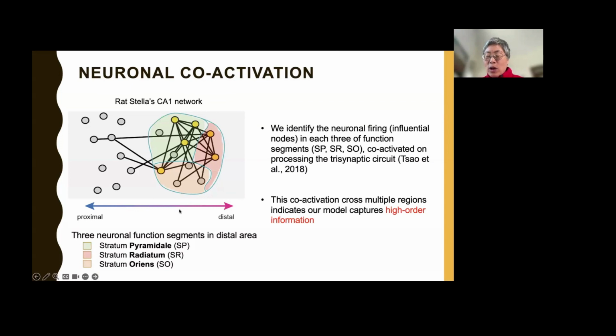The second one is that we try to understand the co-activation. Remember, the proximal is pretty sparse, not much connection. The distal has a lot of connection. We actually identify 3 regions, called SPSRSO. During this episodic memory task, these 3 regions really co-activated together. In the domain science literature, they also mention this called the trisynaptic circuit. It's like 3 regions that really activate each other. This also shows that our models are working pretty well because we're able to integrate high order information. So we are able to identify this co-activation for these 3 regions, okay?